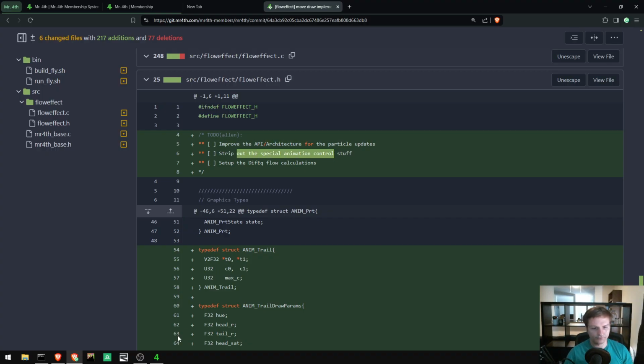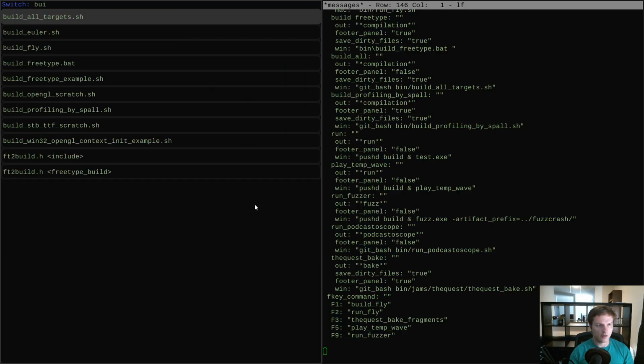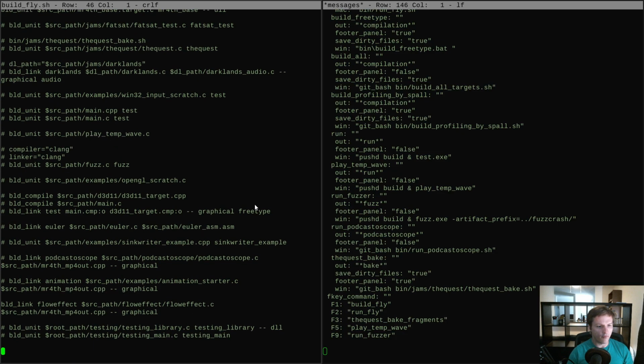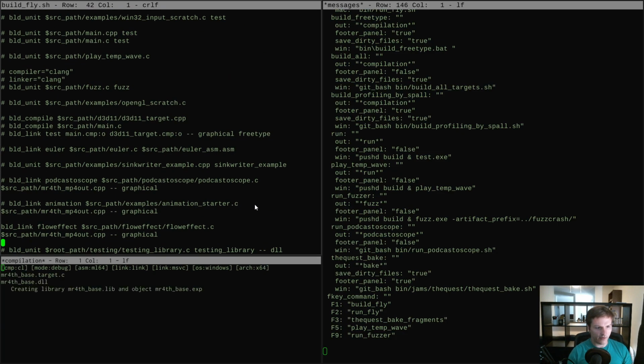And then, let's see, what am I building right now? Am I building flow effect? Looks like I am. Okay. So I know this probably looks like garbage coming through video compression, but this is what it's supposed to look like, so that's good.